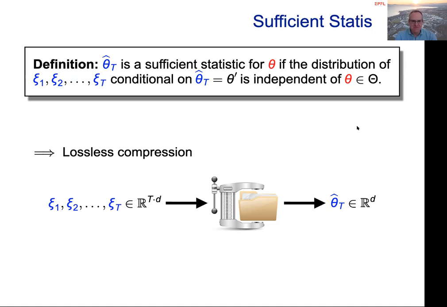The possibility of lossless compression of data into a statistic is intimately related to the existence of a sufficient statistic. So here is the definition of a sufficient statistic. Theta hat T is a sufficient statistic for the model theta if the distribution of the samples psi 1 up to psi T, conditional on a particular realization theta prime of our statistic, is independent of theta. So intuitively speaking, this means that if you have access to a sufficient statistic theta hat T, then you would not pay anything for gaining access to the full raw data. Any useful information about theta that is contained in the raw data is already contained in the sufficient statistic. Okay?